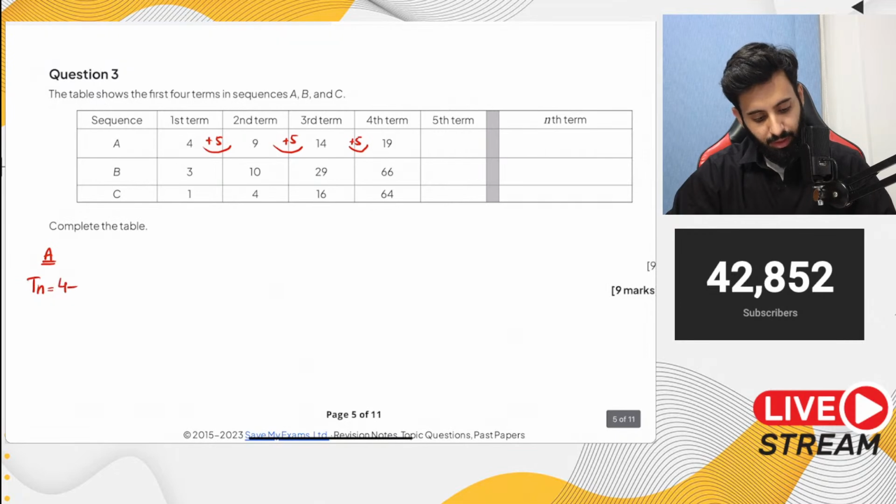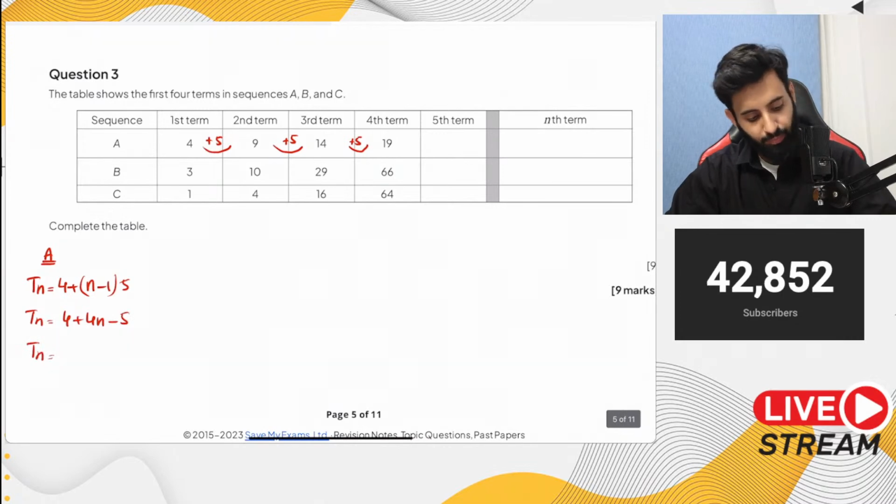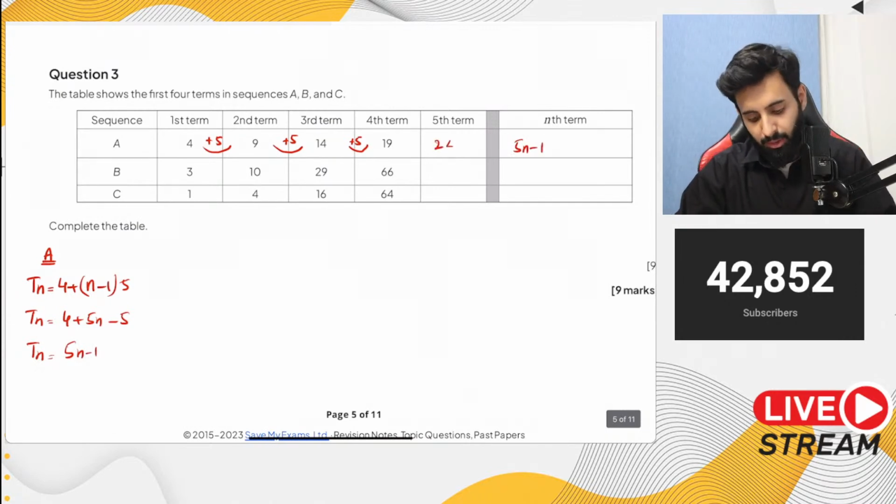So you can find out the general term by using the formula for arithmetic sequence. So 4 plus (n minus 1) times 5, which is equal to 5n minus 5 plus 4. So this is equal to 5n minus 1. So there you go, 5n minus 1. And what about the fifth term? The fifth term will simply be equal to 24.